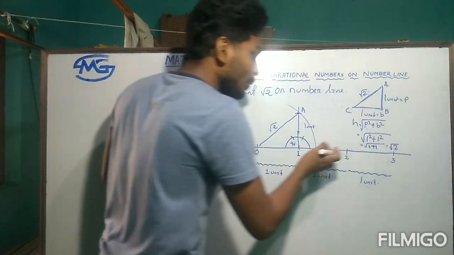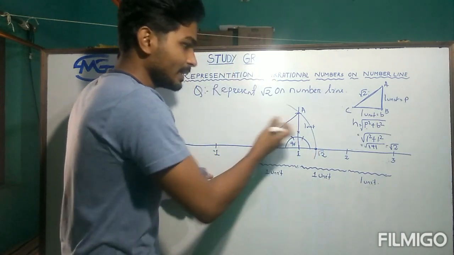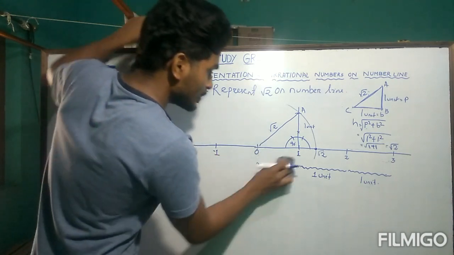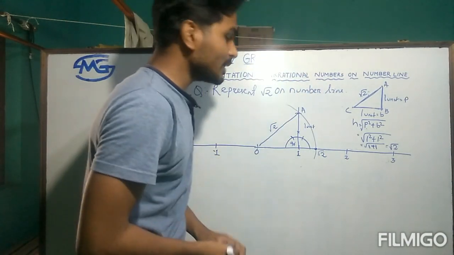And that point is known as √2. Okay, so here we will derive or identify √2 on the number line. See, √2 is on the number line. Okay, in this way we can represent √2 on the number line. Understood? Then see, we have represented √2 on the number line.